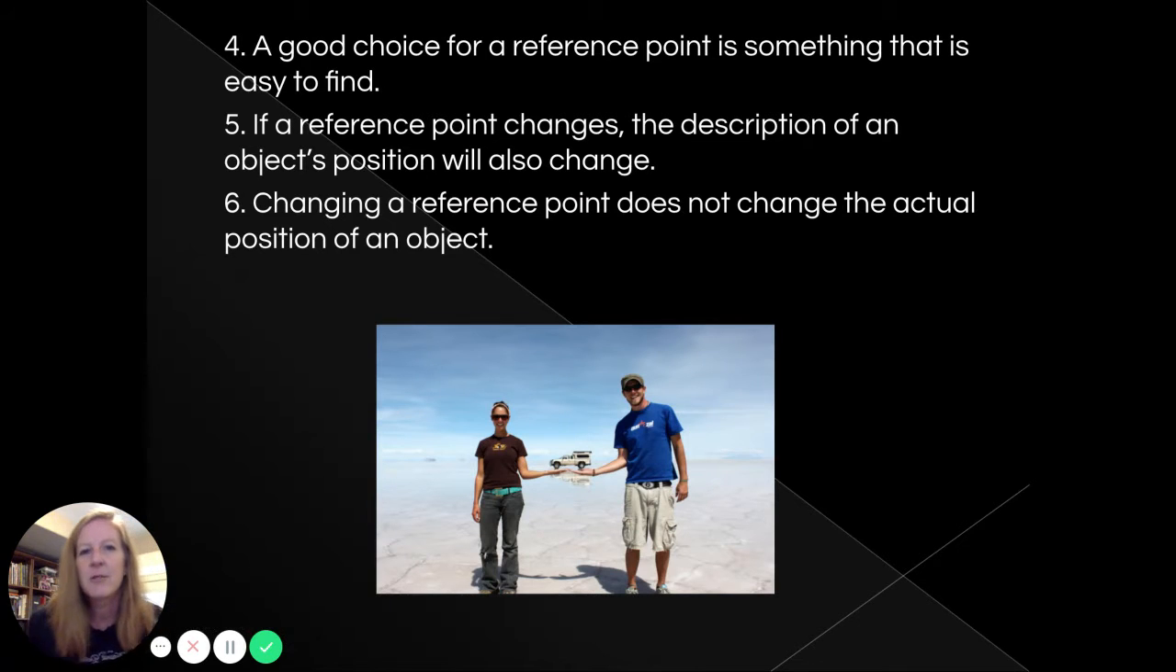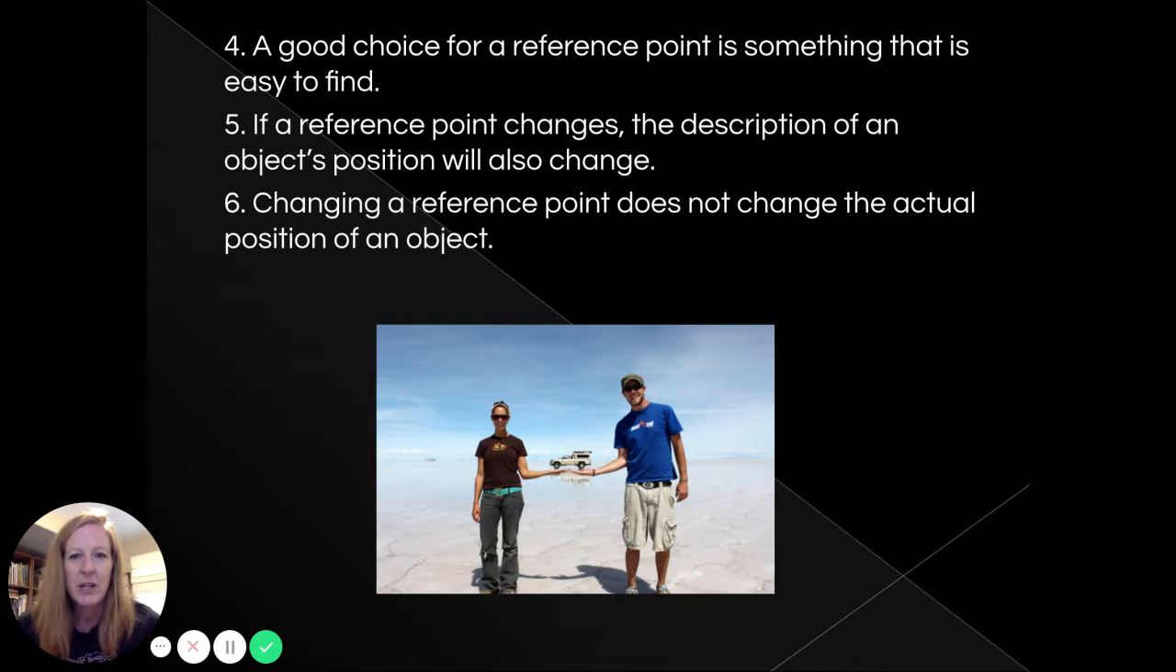It's important to find a reference point that's easy to find, so that people know what you're talking about. And if the reference point changes, so does the description of how to get to that object. So if instead of describing how to get to your house from Drake, you were describing how to get to your house from the Apex Center, or Stanger Soccer Field, you would have to change your description to match that new reference point.